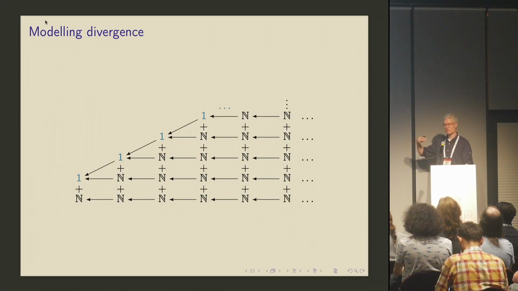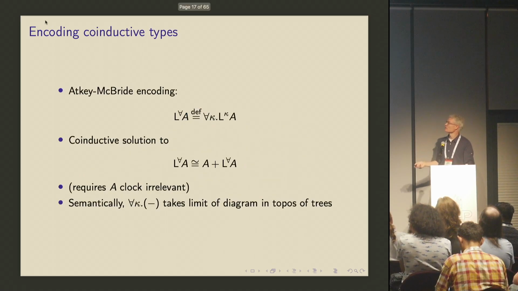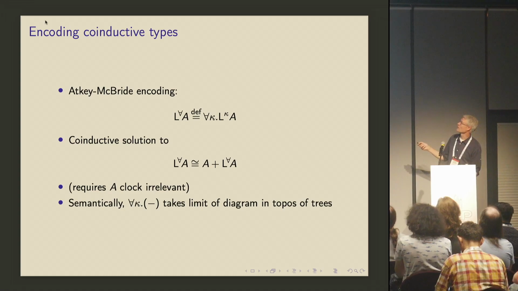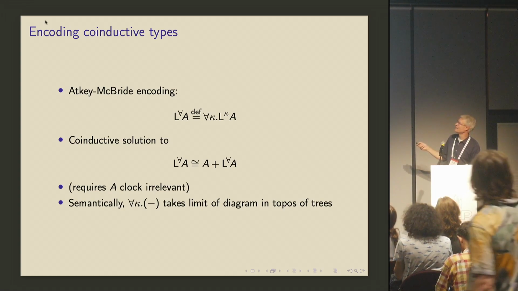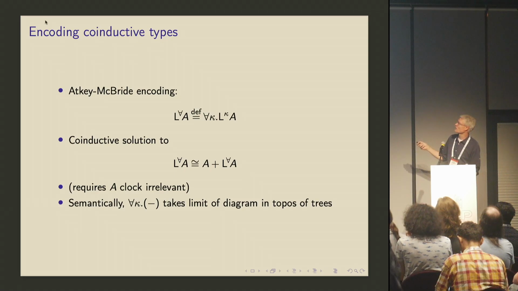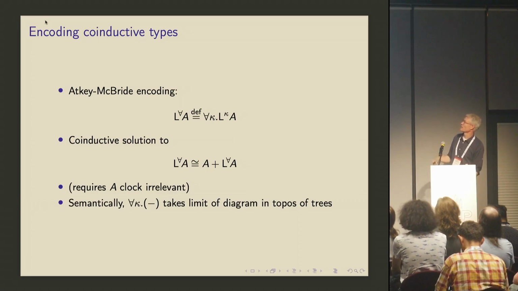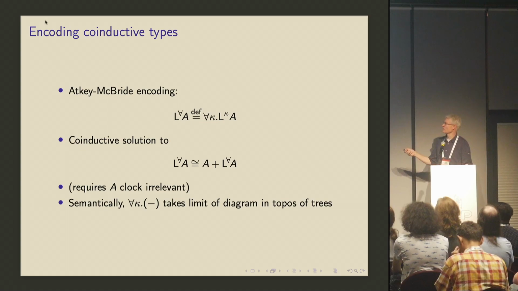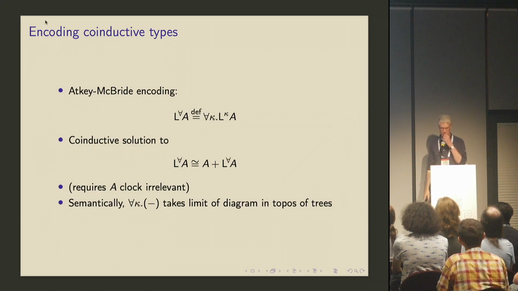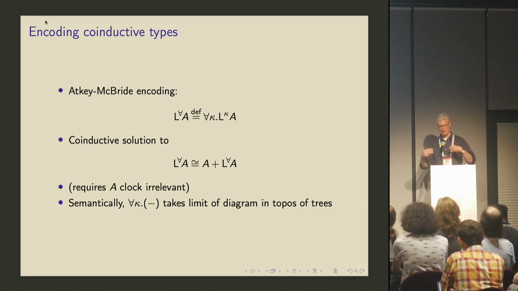And taking limits corresponds to quantifying over clocks. So that's what we do here. When you quantify over the clocks, I'll call it L for all A. I quantify over the clock that's used in this guided recursive type, and then I get a co-inductive solution to this thing here. I call it the Atkin-McBride encoding. There's a technical requirement here on A, which is always satisfied in practice. I won't get into this. Okay, but this allows us to pass from the guided recursive viewpoint to the co-inductive one, and actually to use guided recursion to program with co-inductive types, which I think is very useful.